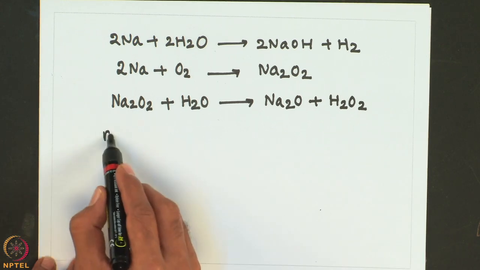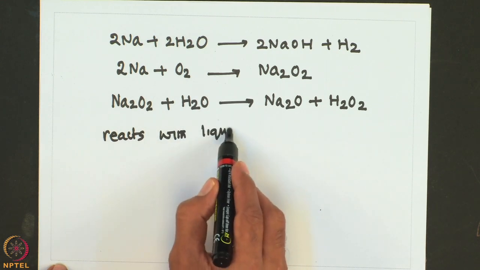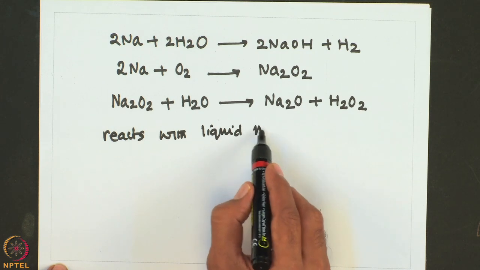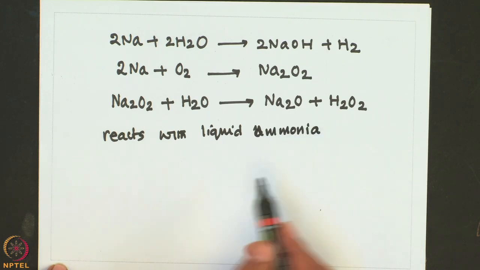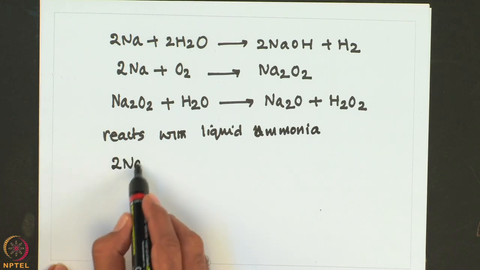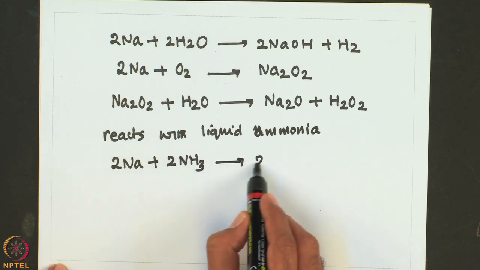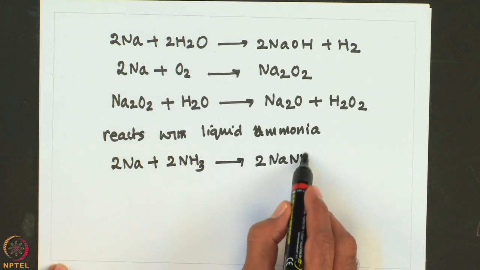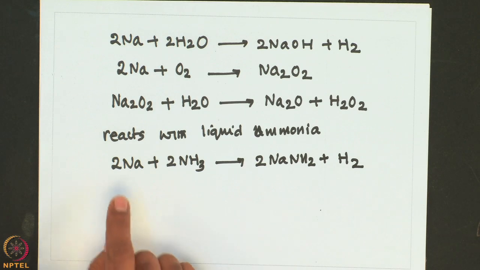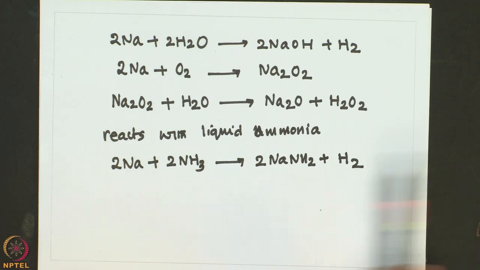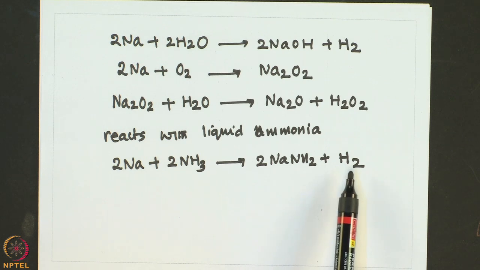Sodium also reacts with liquid ammonia. 2 Na plus 2 NH3 gives 2 NaNH2 plus H2. That means two equivalents of sodium react with two equivalents of ammonia to give two equivalents of NaNH2 through the liberation of one equivalent of H2.